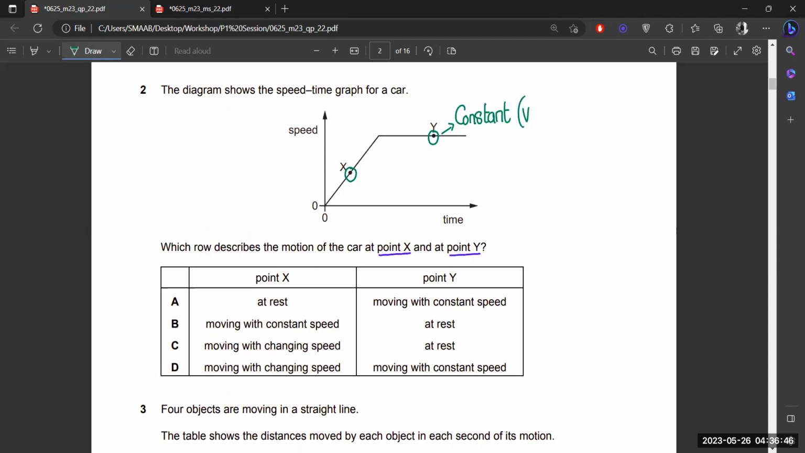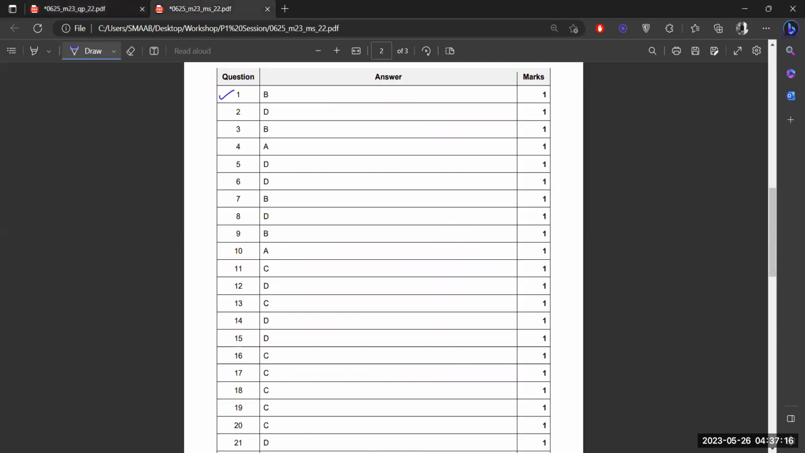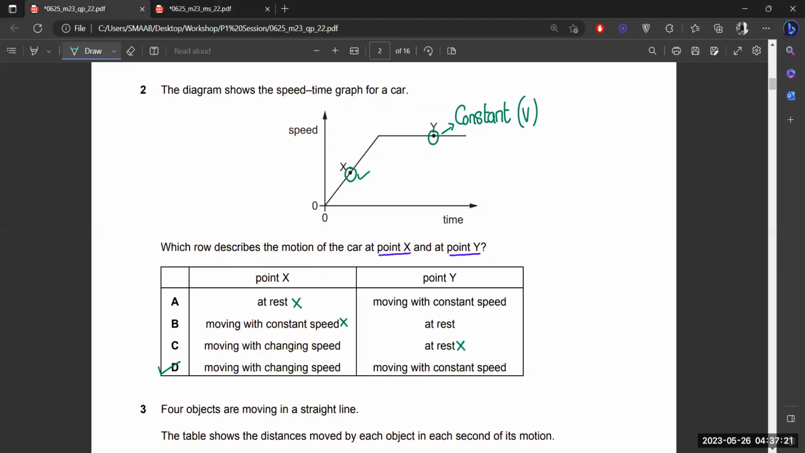So at point Y we have a constant speed, and at point X we are moving with changing speed, but an equal change. According to the options, moving with constant speed at X and at rest at Y, options A and B, are not possible. And moving with changing speed but at rest is not possible. So option D is the right choice: moving with changing speed at point X and moving with constant speed at point Y. You may check from the marking scheme also. D is the right option.